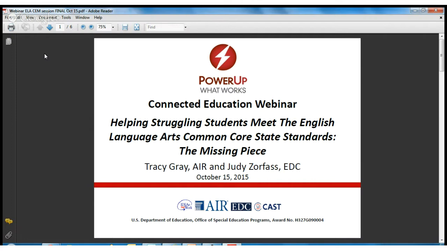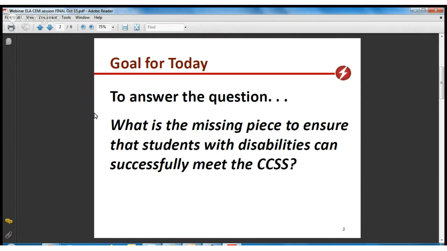So why don't we begin today with the goal for our discussion. What we're going to be doing is focusing on the question: what is the missing piece to ensure that students with disabilities can successfully meet the Common Core standard?